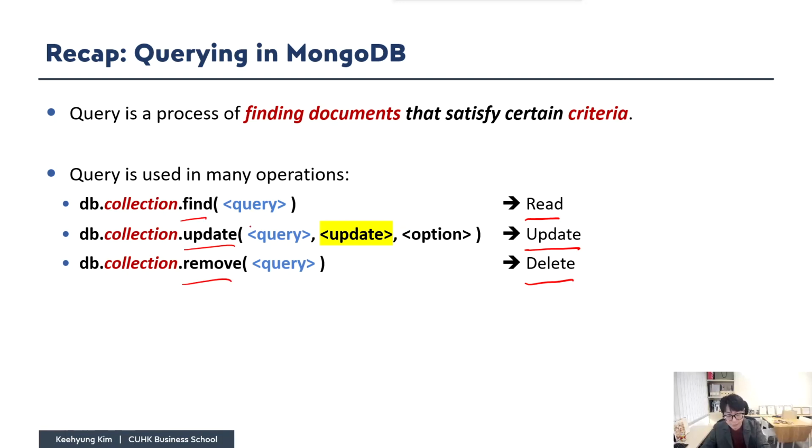For the find function and remove function, we specify a query here. So we find the documents in this collection which satisfy this query. We remove documents from this collection that satisfy this query. And the update function is just slightly more complex. In the update function, you specify a query, so you find the documents you want to update from the collection, and you specify an update rule, how you want to update. And then you specify options, so whether you want to update multiple documents or not, something like that.